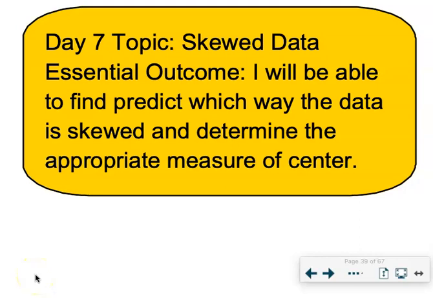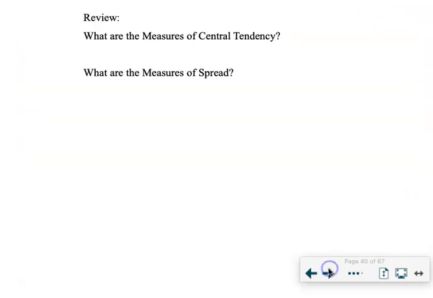Mr. Monahan here. This is Chapter 5B, Day 7 of Prob and Stats, Essential Outcome. We're going to talk about being able to predict which way the data is skewed and determine the appropriate measure of center. Quick thing, when we say measures of central tendency, what are we talking about? The measures of central tendency all start with M. We have mean, we have median.